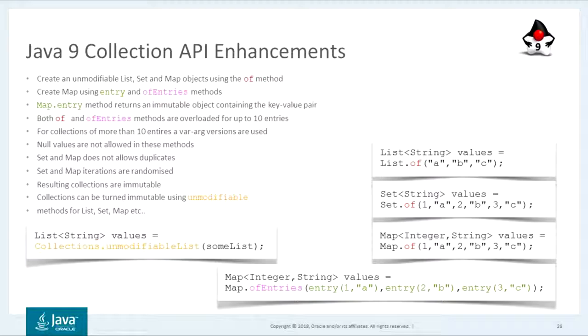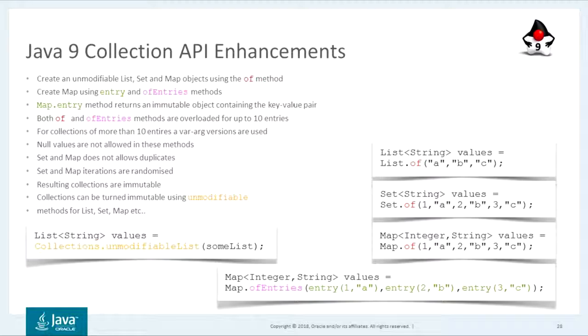Also, duplicates are not allowed in these methods. Well, for set or map, duplicates are not allowed, for list they're allowed. Null values are not allowed, and another important thing, the resulting collection is immutable. So you get a read-only collection of values here, which is really great if you want to do thread-safe coding.